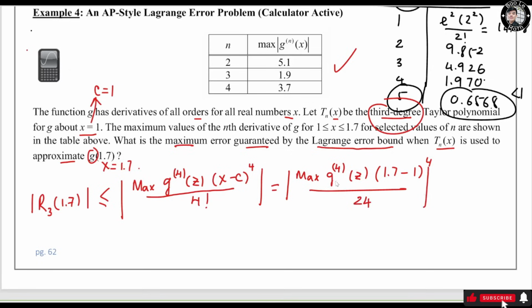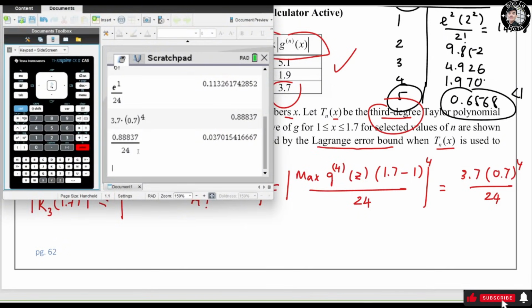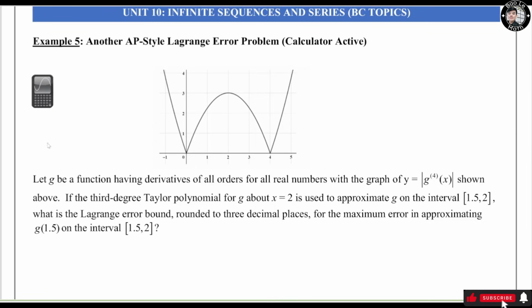Now the maximum of the 4th derivative of g could be 3.7. So it's 3.7 times 0.7 to the 4 over 24. So we're going to punch it into the calculator. It's going to be 0.037. Now let's move on to example number 5.